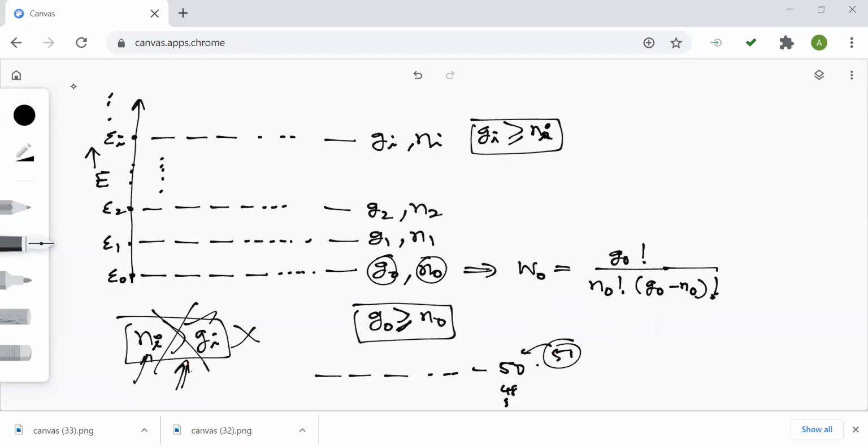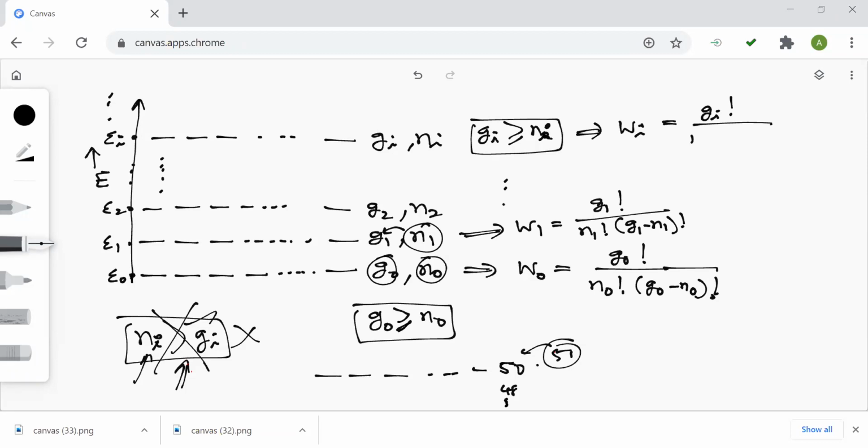Similarly, for the first excited level, how many ways can you arrange N1 particles in G1 states? G1 factorial divided by N1 factorial into G1 minus N1 factorial. Like this, in each energy level we have many ways of arrangement. For the ith level, Wi can be written as Gi factorial by Ni factorial into Gi minus Ni factorial. In each level we can arrange the particles in the given states in many ways. Like that, we have so many levels.